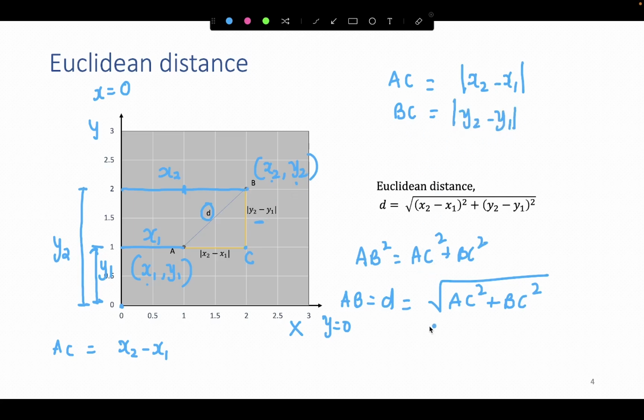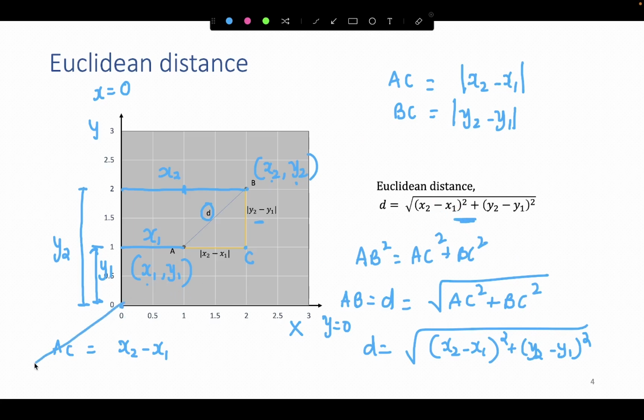Now I substitute AC and BC in this formula. That results in the square root of x2 minus x1 whole square plus y2 minus y1 whole square. So this is the formula for Euclidean distance, and this is how we came up with it. Let's say that there is another dimension, probably the dimension I'm representing with z.